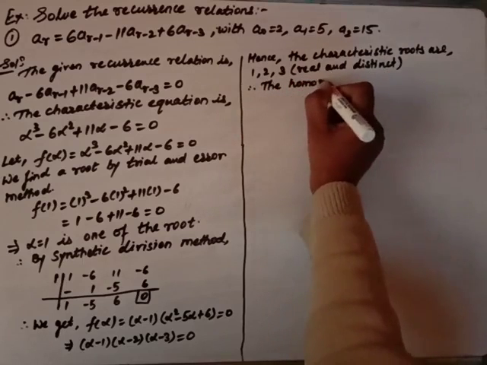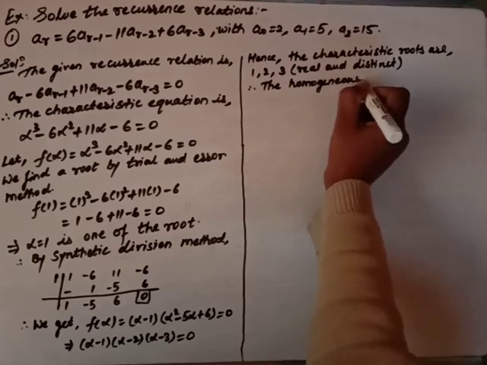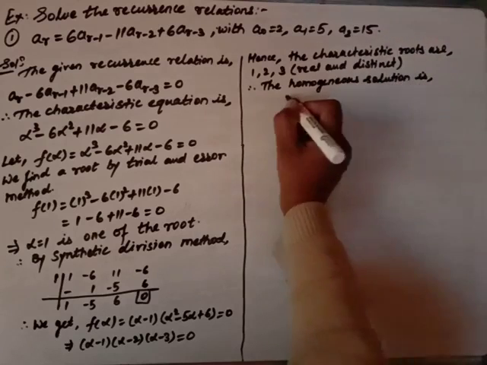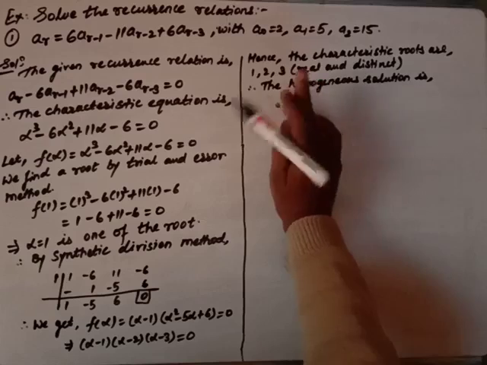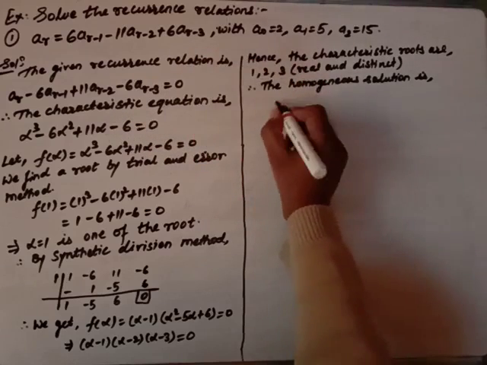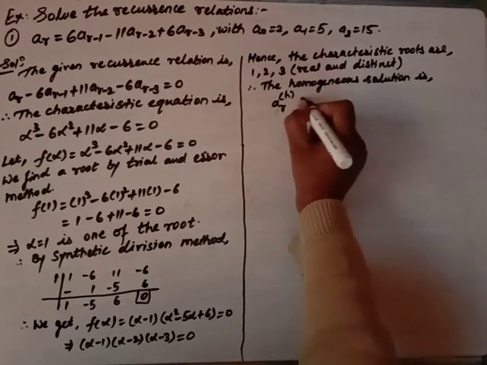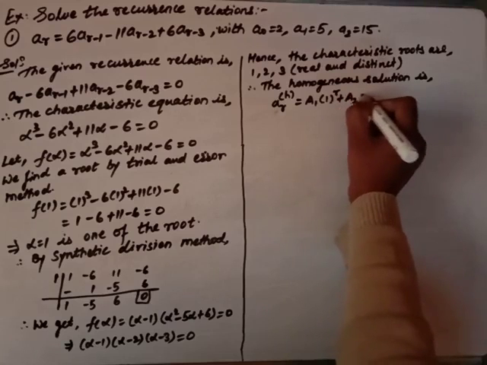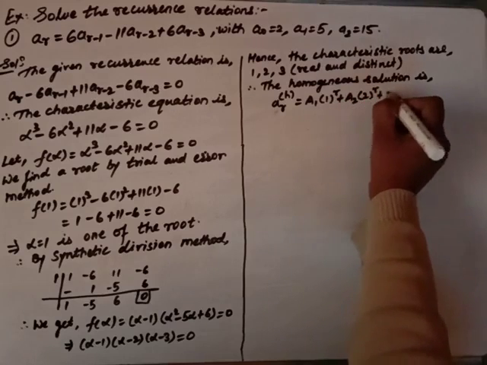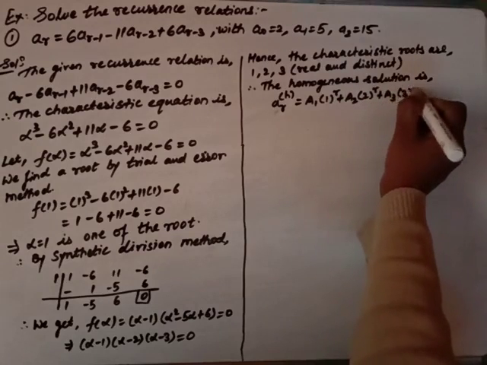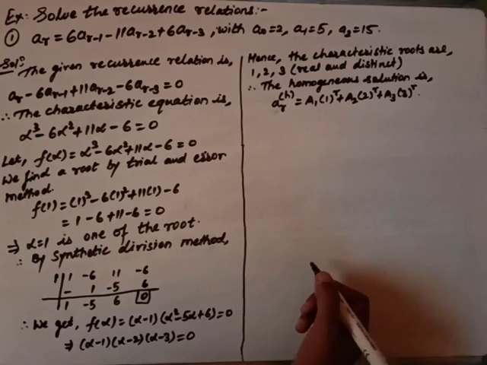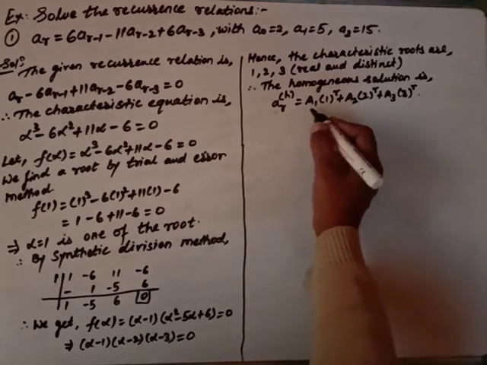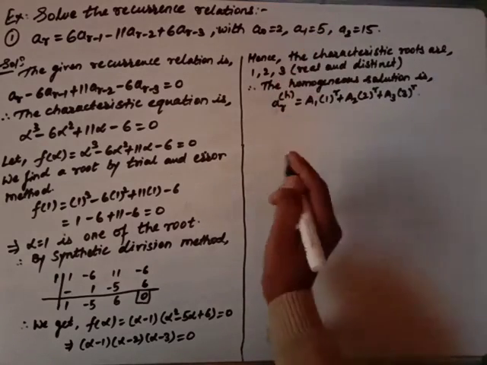Therefore the homogeneous solution is a_r^(h) equal to A1 times 1 raised to r plus A2 times 2 raised to r plus A3 times 3 raised to r. It will be as such. Fine. Now this will be the homogeneous solution. Now we are using initial conditions.